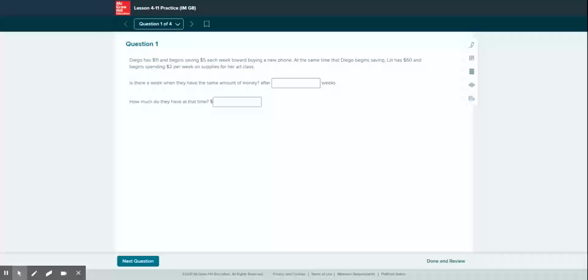First thing, Diego has $11 and begins saving $5 each week towards buying a new phone. At the same time that Diego is beginning to save, Lynn has $60, but she's spending $2 every single week on supplies for her art class. We have the question here. It says, is there a week when they have the same amount of money?